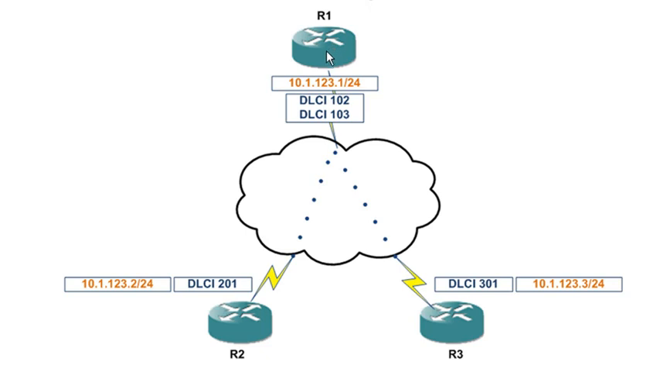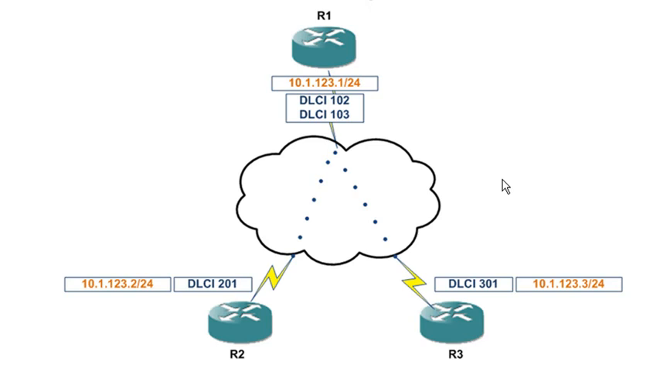R1's going to go ahead and send it back out 0/0, but it's going to send it out on DLCI 102. And it's going to get to R2. Same thing going back. R2 would send it out 201. It would get to R1. R1 would send it out 103, and it would get to R3.